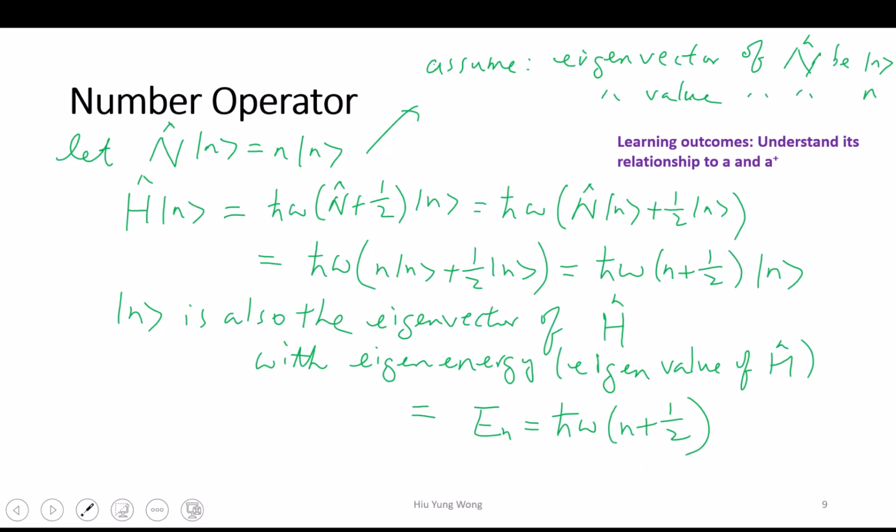So I can even think of this as the eigenstate talking about how many quanta I have. I just think about this simple harmonic oscillator. I have 1 quanta of energy, 0 quanta of energy, 3 quanta of energy. Then it has this amount of energy.